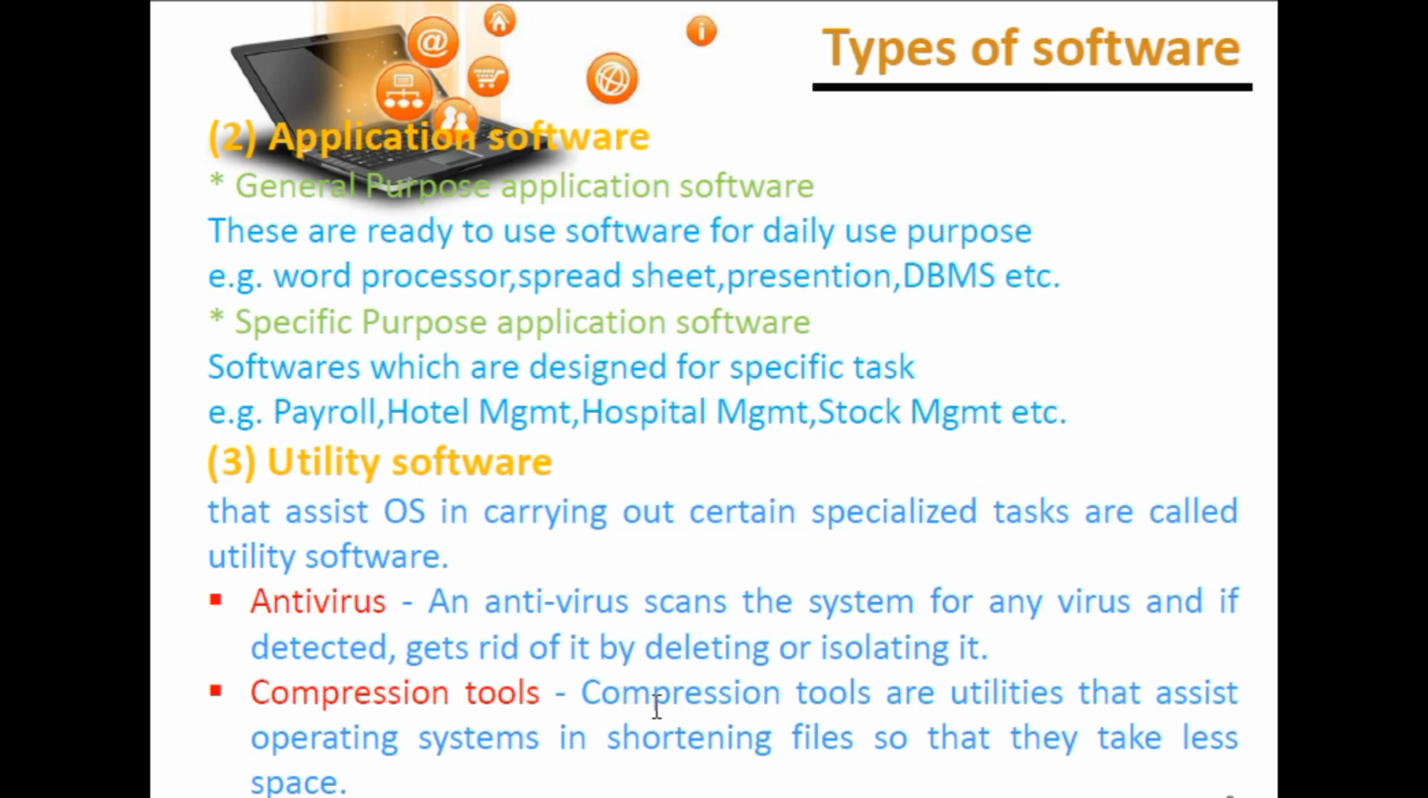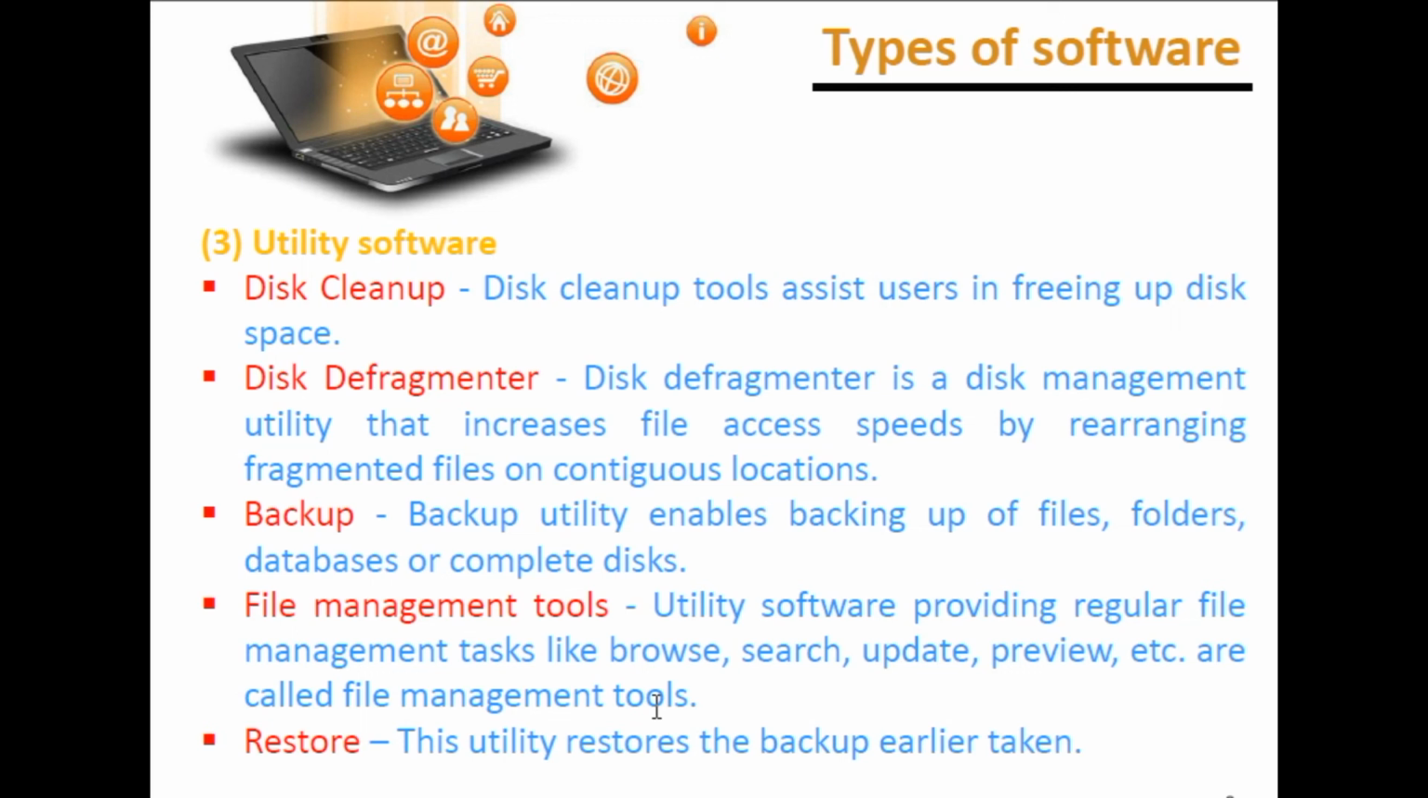Definitely student, whenever our file is large in size, our hard disk will fill up. So to reduce the size, what do we have to use? Compression software. Now utility software, this is the last part of the day. The utility software are: disk cleanup, disk defragmenter, backup, file management tool, and restore.